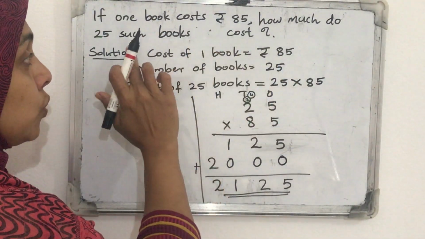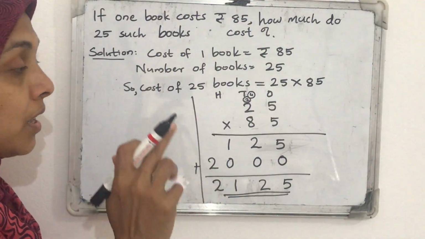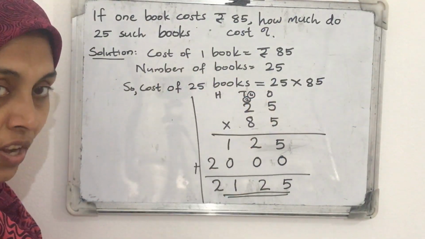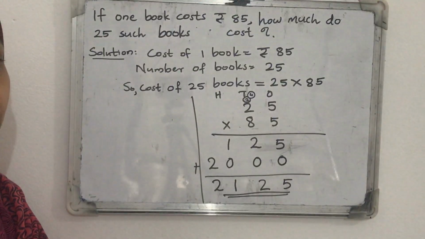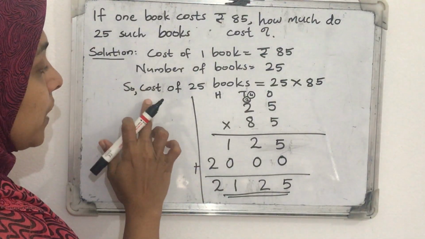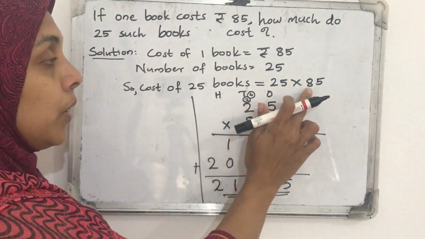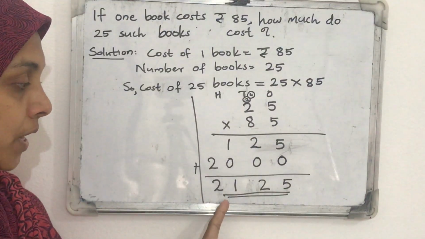Next, how much do 25 such books cost? Now, next we know how many books are here. 25 books. So next we can write number of books, 25. Here we want to find out the cost of those 25 books. So in the last solution we can write: cost of 25 books equals 25 into 85. Then multiply those numbers. Then we will get the answer.